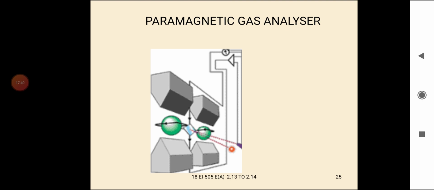A typical paramagnetic gas analyzer picture is shown in the slide. The two dumbbell spheres are suspended between the non-uniform magnetic poles with a quartz thread. In between, a mirror is attached to this quartz optical fiber.